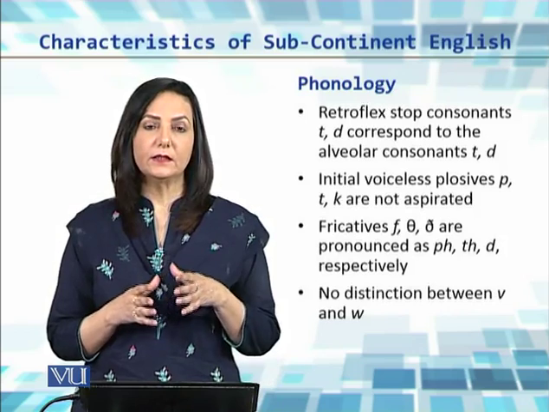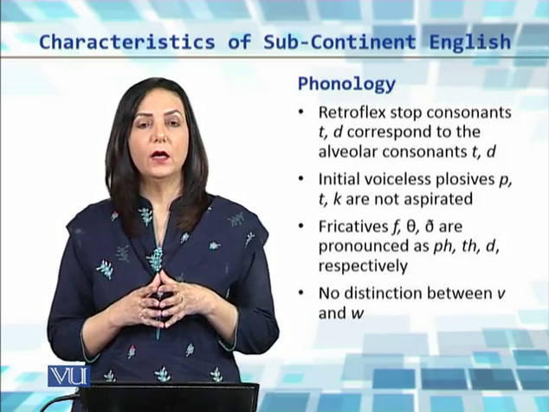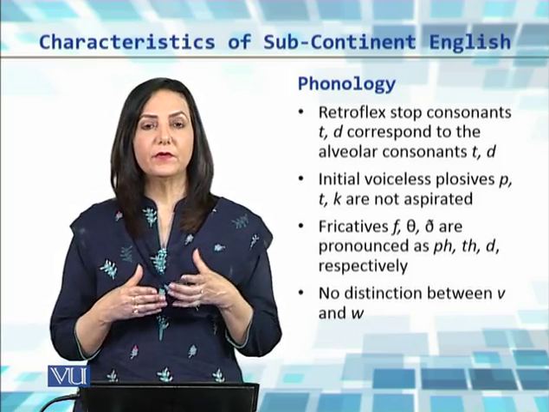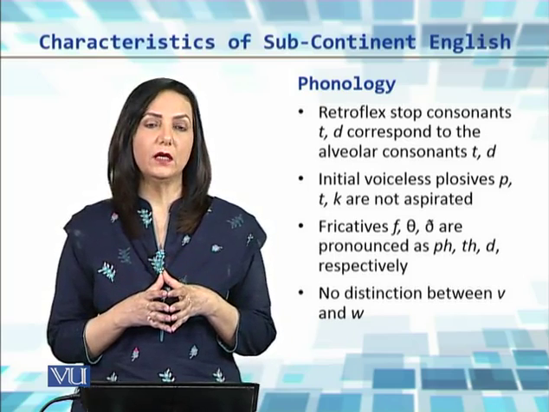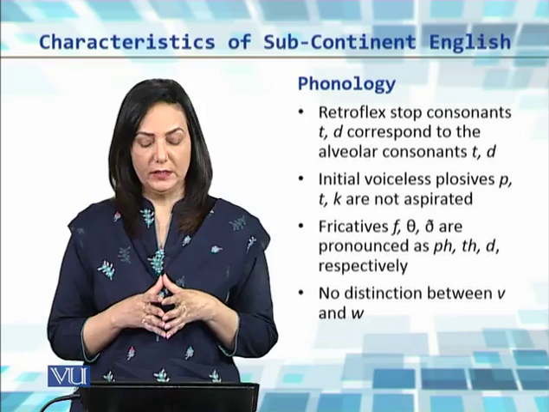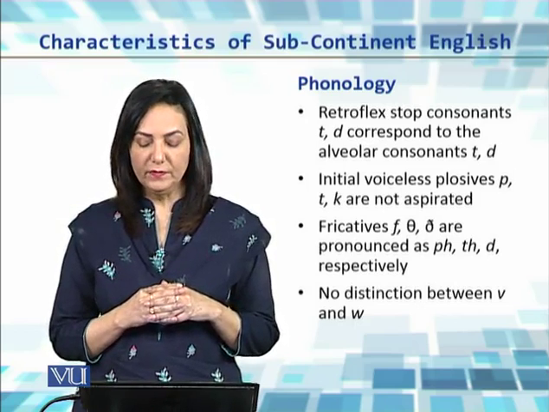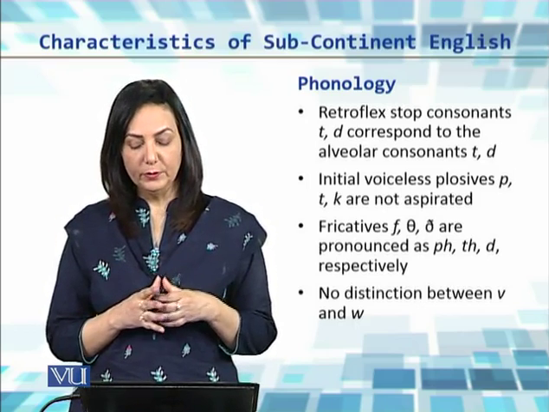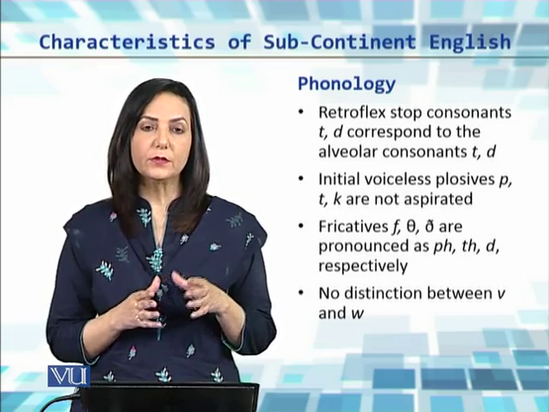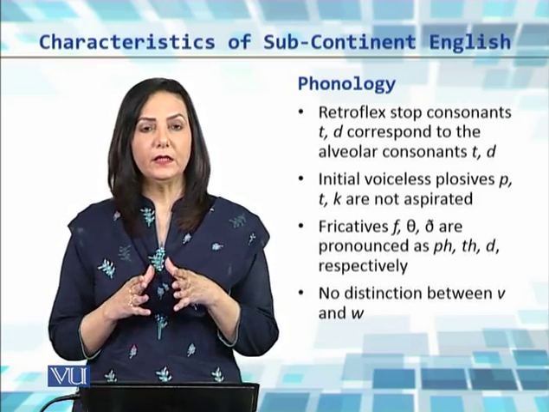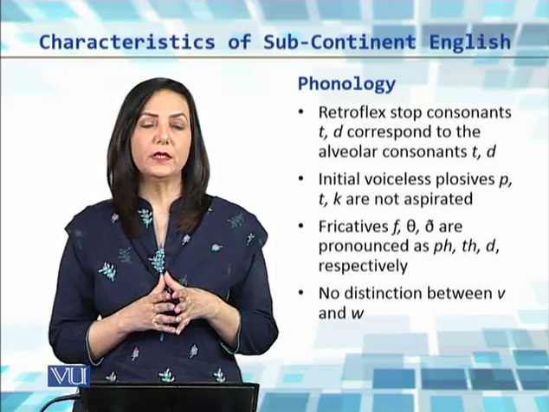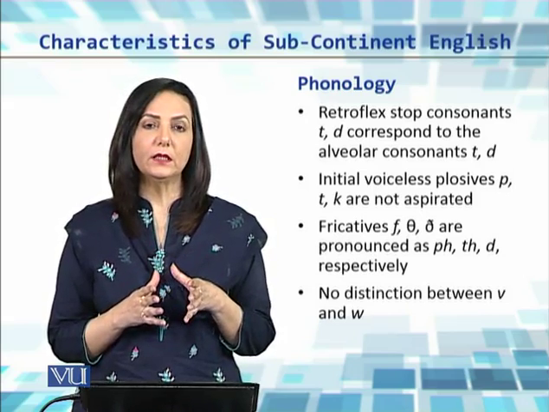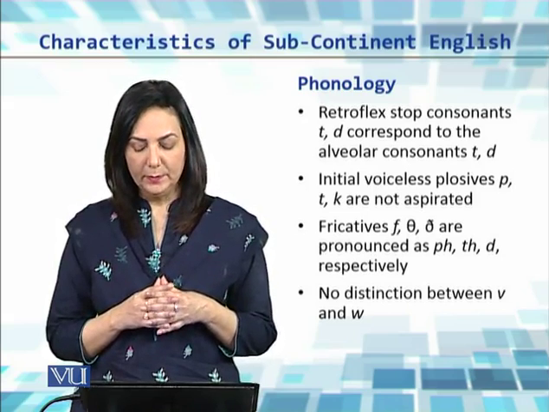We see that the sounds and pronunciation of English used in the subcontinent has several features which are quite distinctive to the subcontinent. For example, the retroflex stop consonants like t, d correspond to the alveolar consonants like t and d. So t and d sound in the inner circle English is pronounced as t and da, not as soft as the alveolar consonants in all the countries located in the subcontinent.